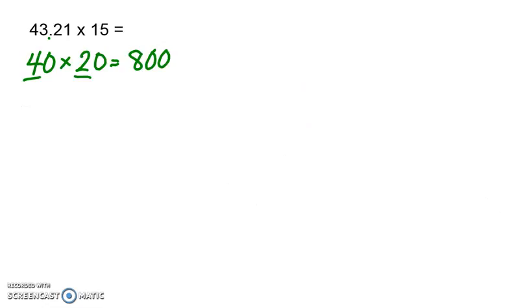For my next problem, I'm going to multiply 43 21/100 times 15. I've already made a quick estimate. 43 21/100 is about 40, and 15 is about 20. So when I multiply those two factors, my product should be about 800. This time we're going to practice using the standard algorithm.